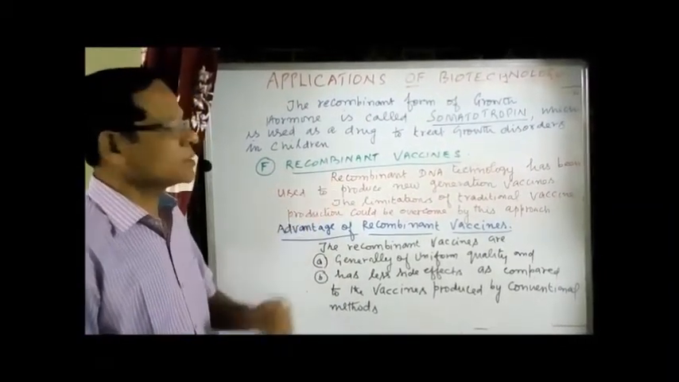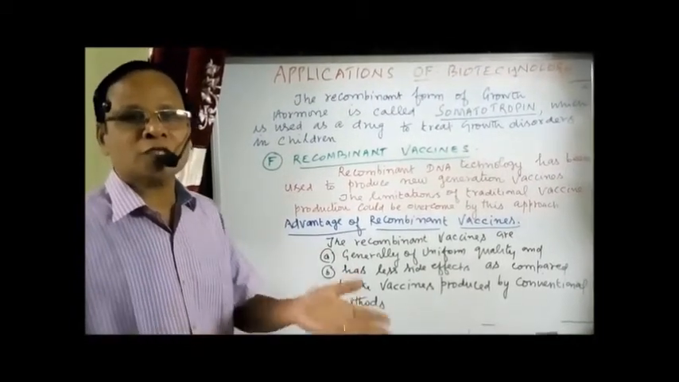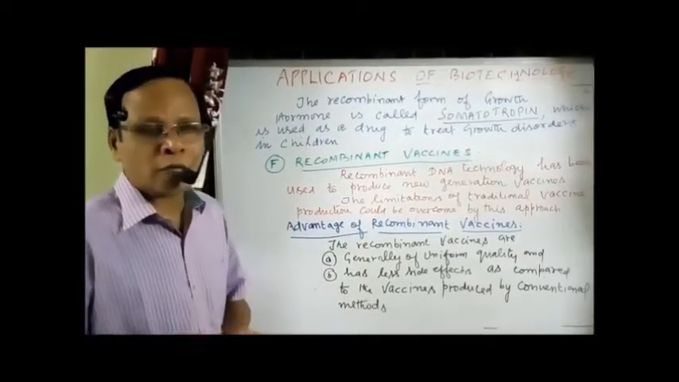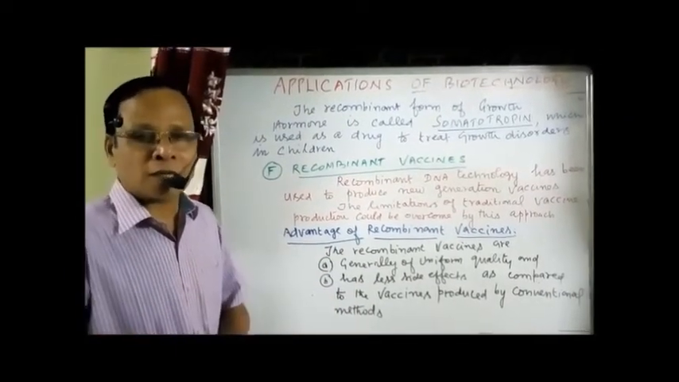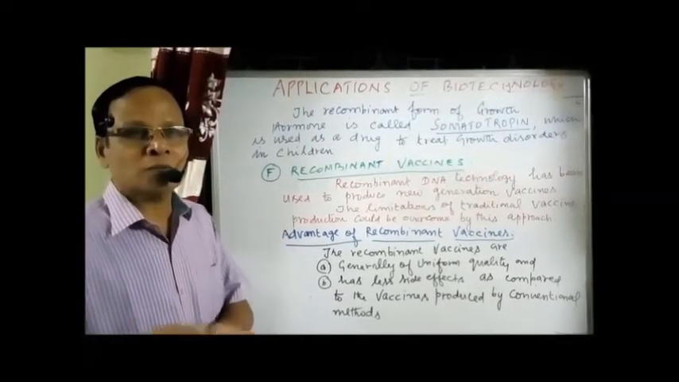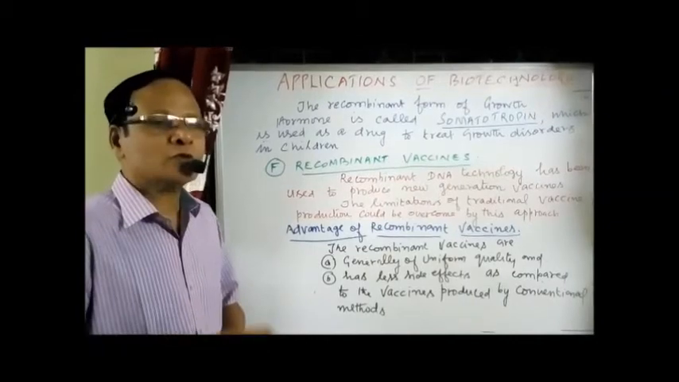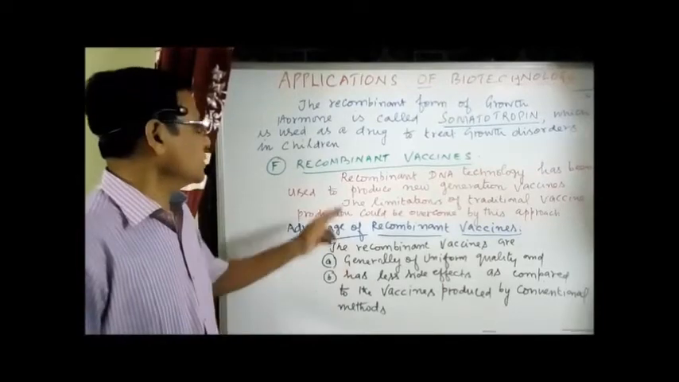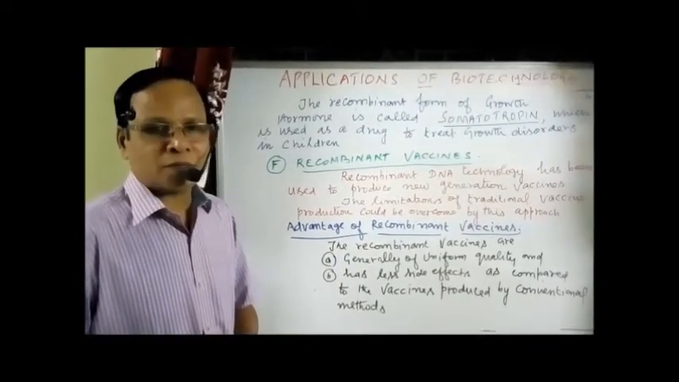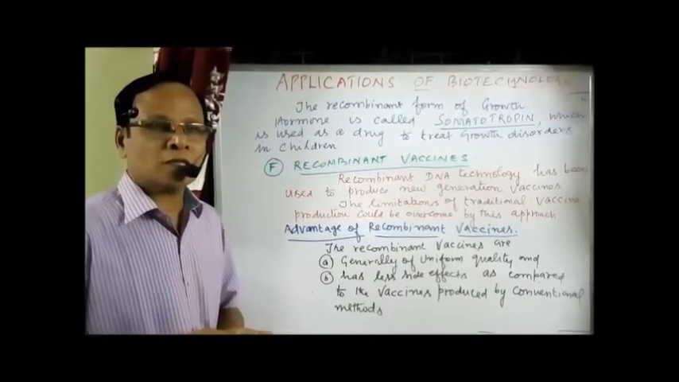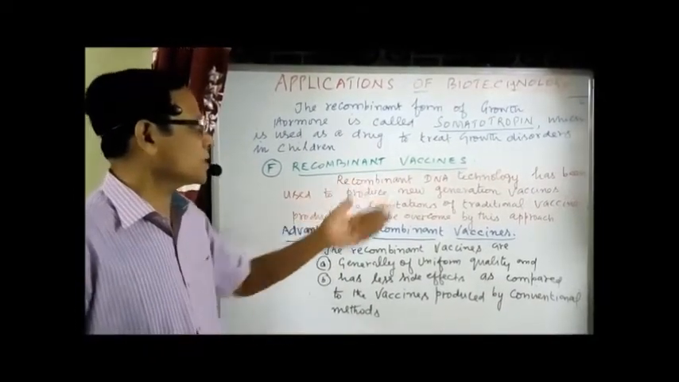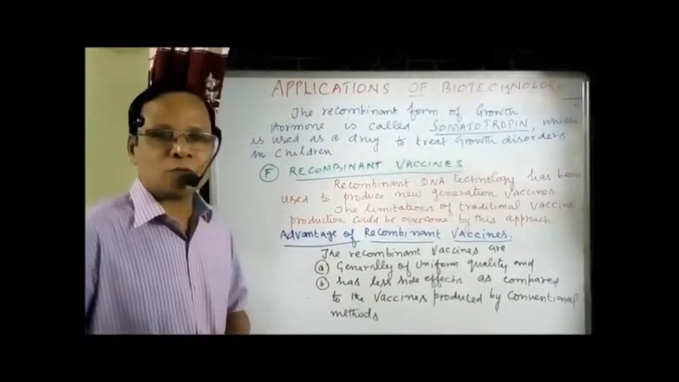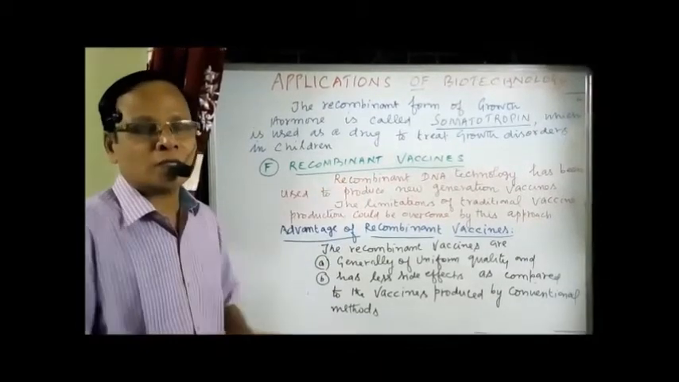Recombinant DNA technology has been used in the production of new generation vaccines. Now, what is the advantage of this? Mainly, it overcomes the disadvantages of the conventional methods of vaccine production. We produce vaccines by the conventional method, the normal, traditional method. The limitations of traditional vaccine production, limitations meaning the disadvantages, can be overcome by this approach. What approach? The production of vaccines through recombinant DNA technology.